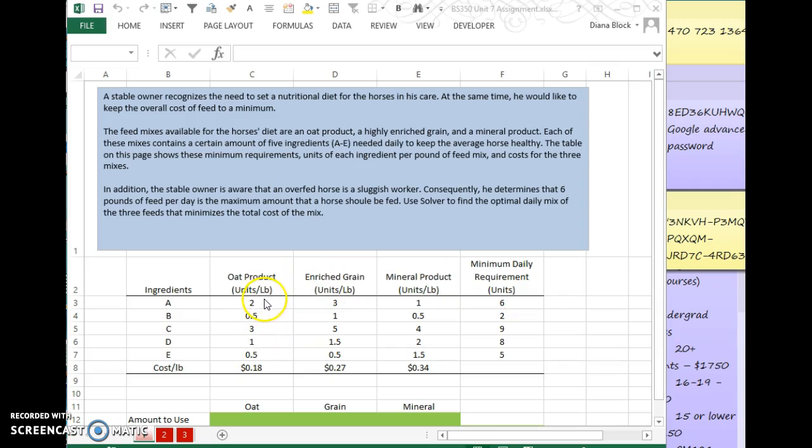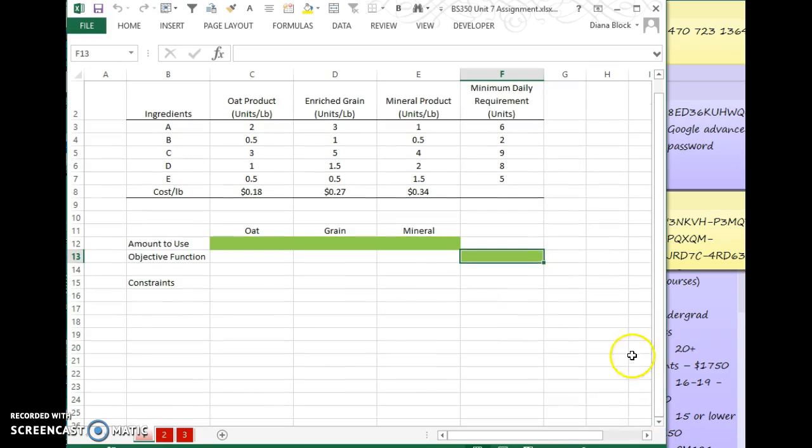Then we also have information about the amount of each type of grain or oat or mineral in each type of feed, and then the cost per pound. And so what we're trying to do basically is get a recipe together of how much oat, how much grain, how much minerals we should have so that we can maximize our profit and meet the minimum daily requirements of these nutrients that the animals must have. And so that's what we're doing on this first problem.